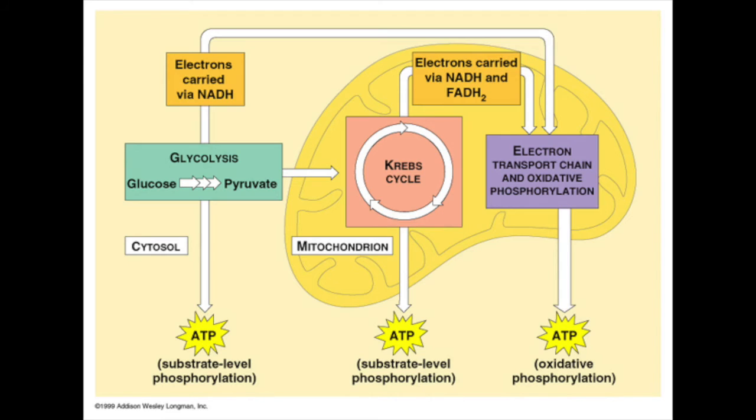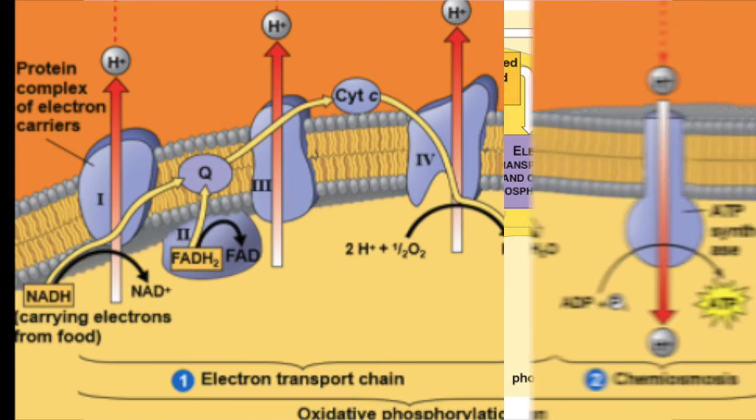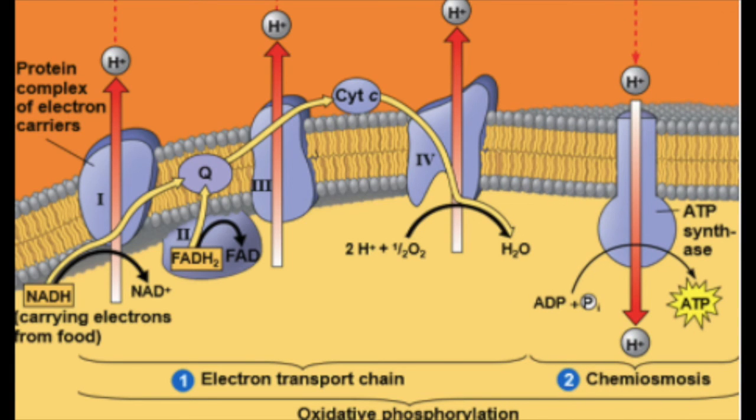The last step is oxidative phosphorylation, which occurs in the mitochondria, where ATP is formed by the transfer of electrons from NADH and FADH2 to oxygen. Thanks, Brandon. So right after the phosphorylation occurs, chemiosmosis starts to happen after the electron transport chain.